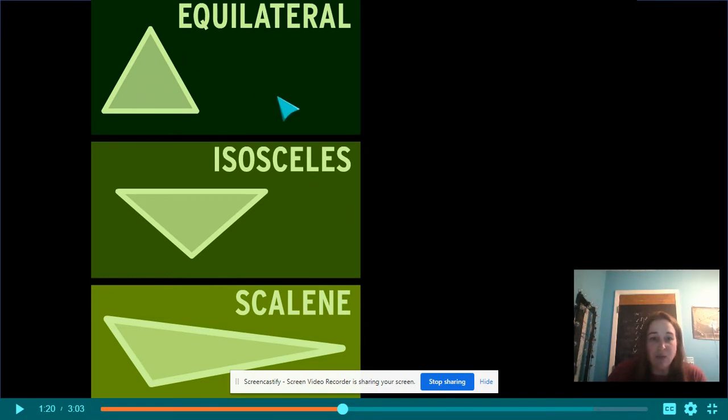Okay, so looking here, equilateral, meaning all three lines are the same length. Isosceles, two of the lines are the same length. And scalene, none of the lines are the same length.